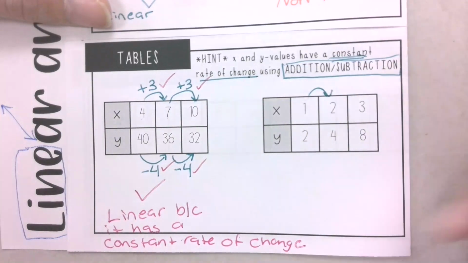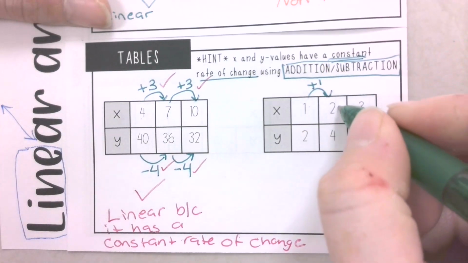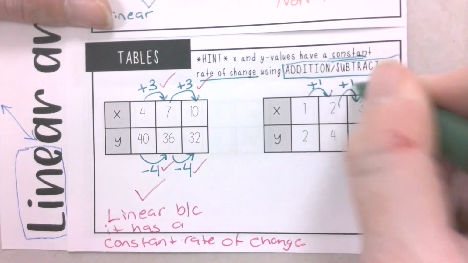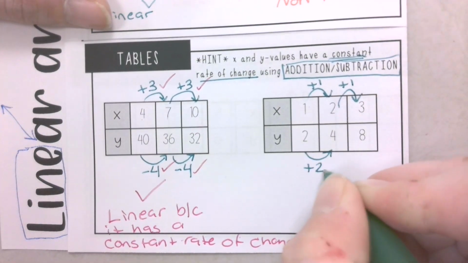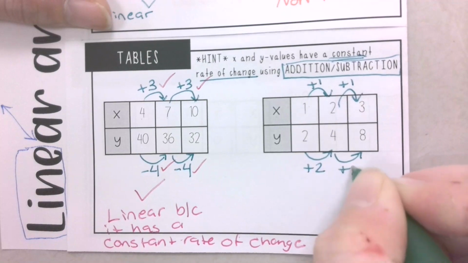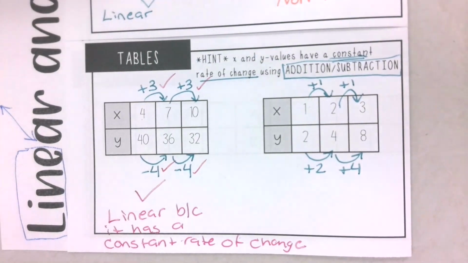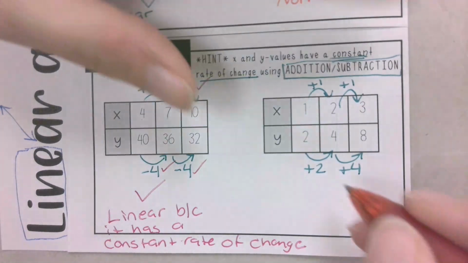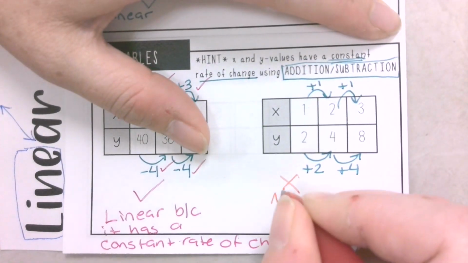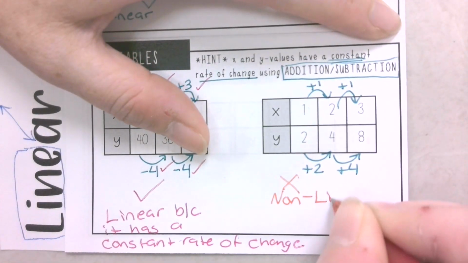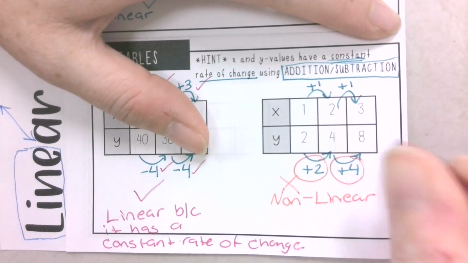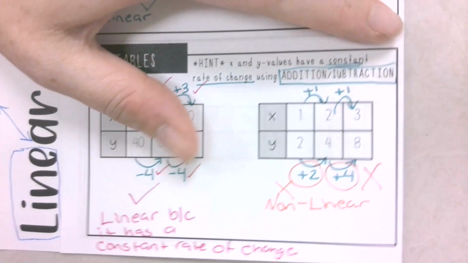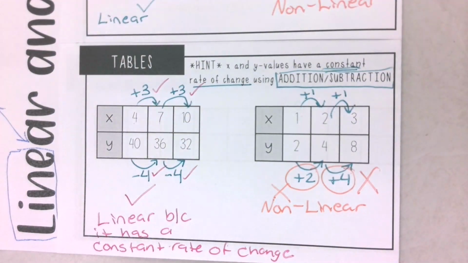Good. Now let's check our other table. 1 plus what gets us to 2? Plus 1. 2 plus what gets us to 3? Plus 1. Now here we got 2 goes to 4 by adding 2, but 4 goes to 8 by adding 4. Do you think that's linear or non-linear? Hopefully you said it's not linear because it doesn't have a constant rate of change. Notice here we go plus 2, plus 4. That's a no-go. It would have to be the same in both sections.